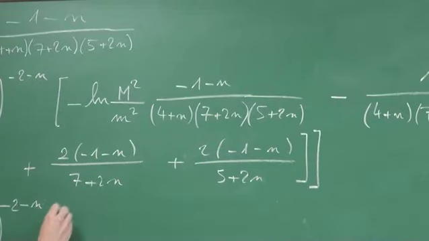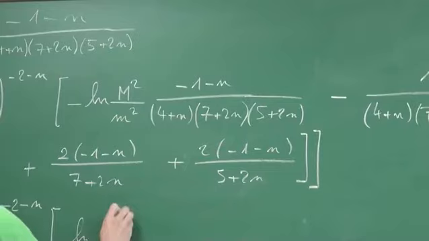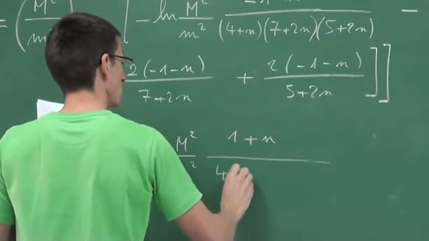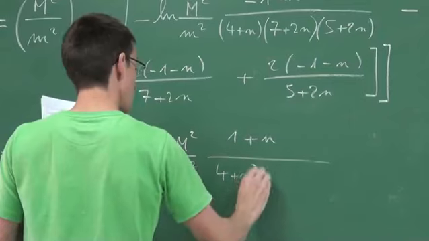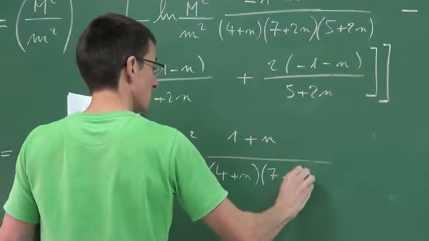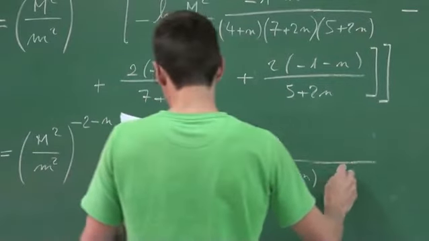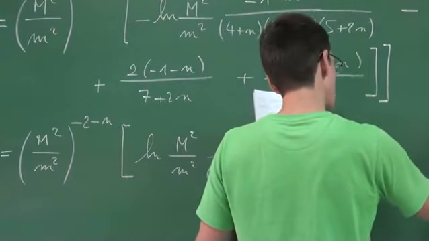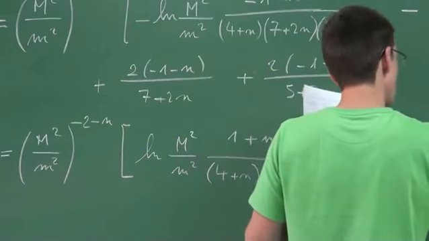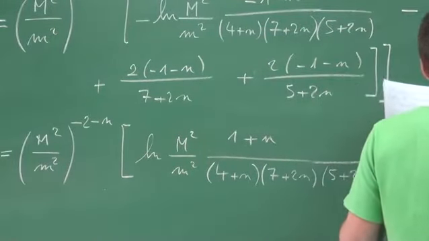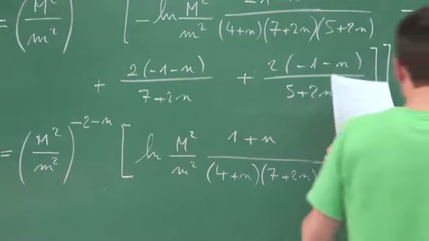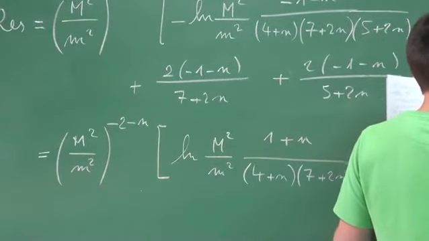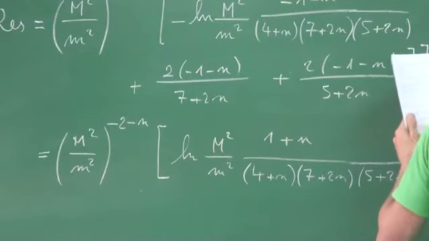Minus 2 minus n times my logarithm times 1 plus n divided by 4 plus n, 7 plus 2n, 5 plus 2n plus the following thing: n cubed plus 2n squared plus 8n minus 9 divided by 4 plus n, 7 plus 2n, 5 plus 2n squared.